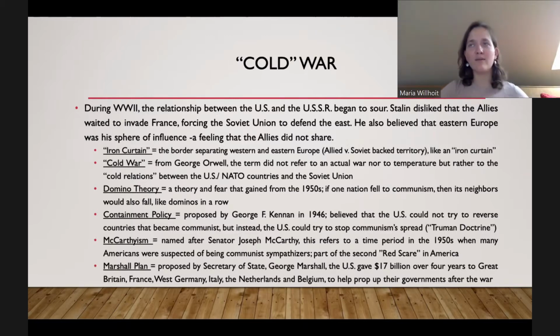So instead of trying to reverse countries that become communist, instead the US is going to try to stop communism from spreading. Try to stop the domino from falling. We're going to contain it to this area. And this policy becomes doctrine. We have the Truman Doctrine.